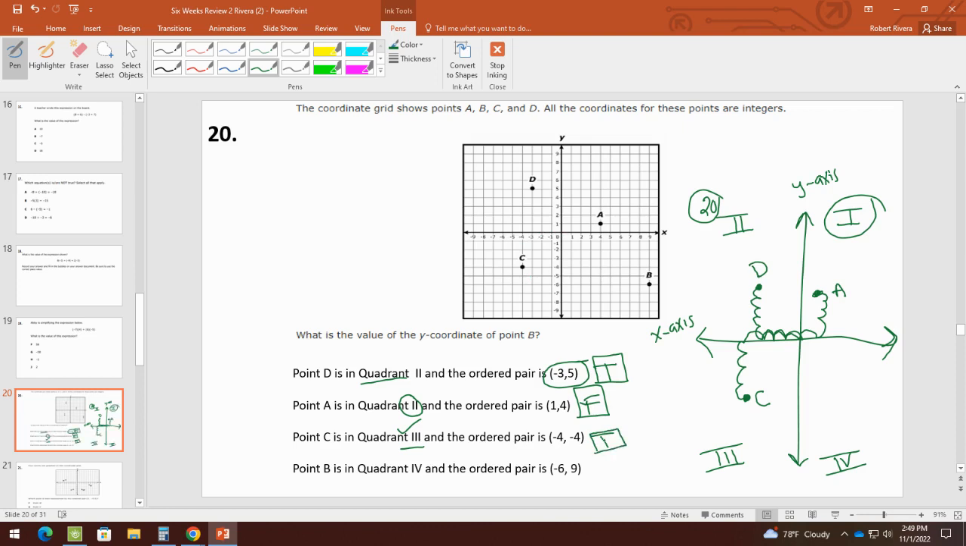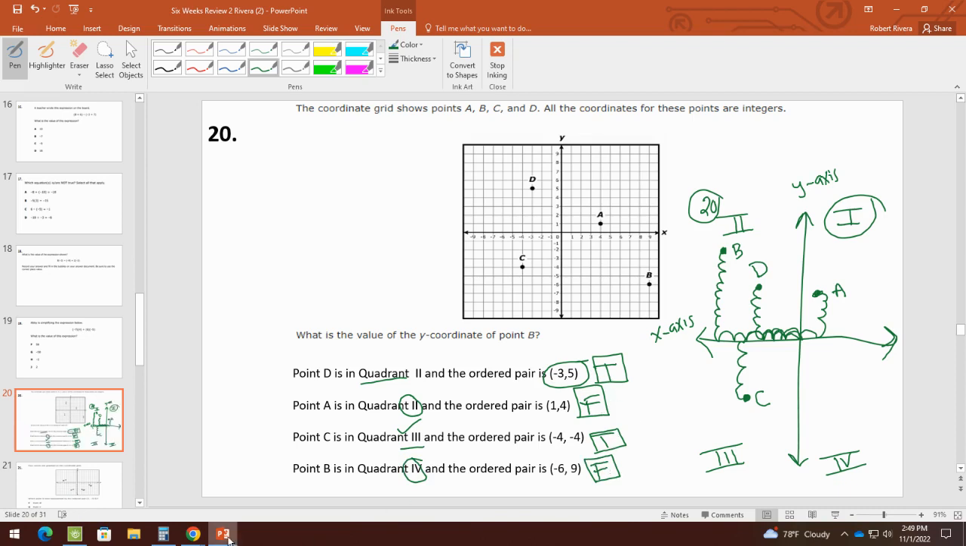The last one is going to be (-6, +9). So I'm going to go back to my origin. 1, 2, 3, 4, 5, 6 right there, and then -9. I mean +9, so I go up. 1, 2, 3, 4, 5, 6, 7, 8, 9. Right there will be point D, which is in quadrant 2, and they're saying that it's supposed to be in quadrant 4. What is it? The answer is false. So we have true, false, true, false.